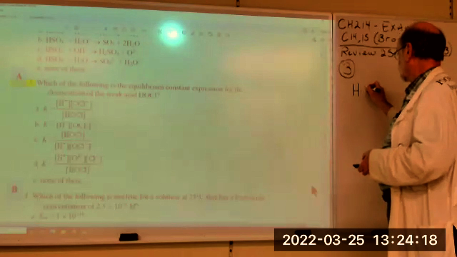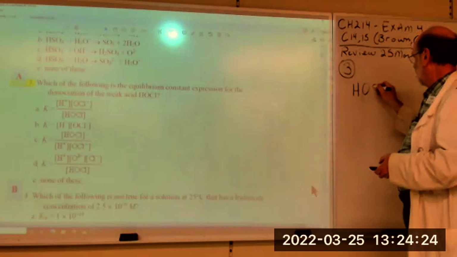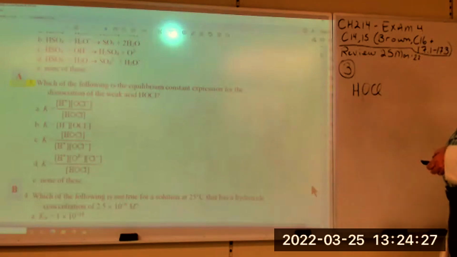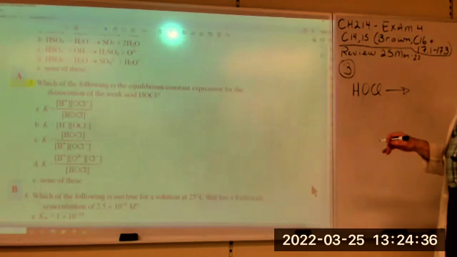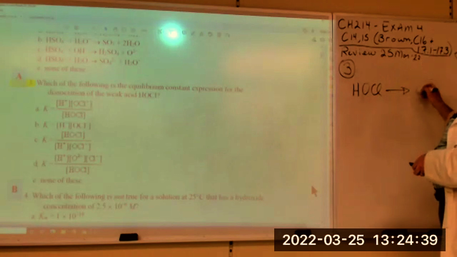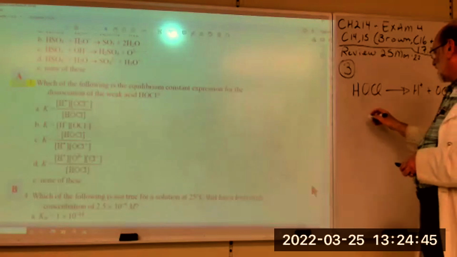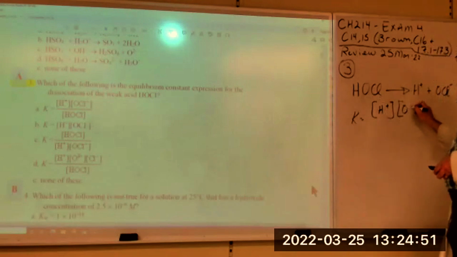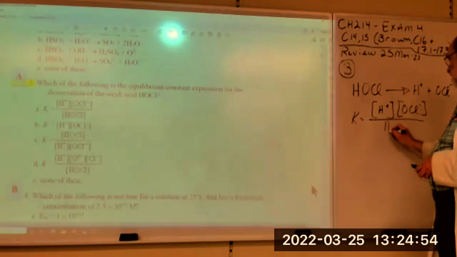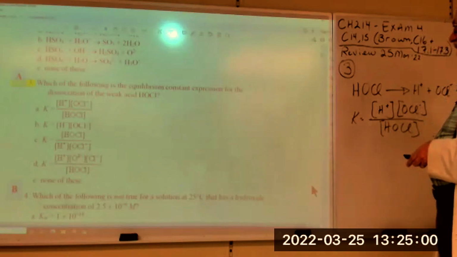Okay. What acid is that? Hypochlorous acid. So if it dissociates, and we're using the simplified version without the transfer to water, it would produce a proton plus an OCl minus. So that means its constant should be the product of those divided by HOCl. And it looks like A is the best one for that one.